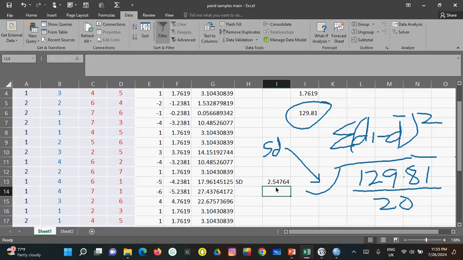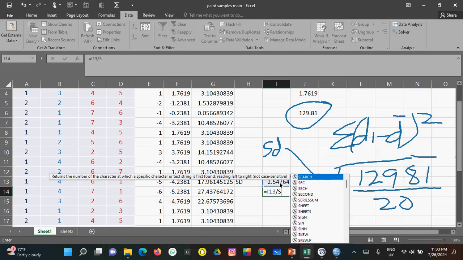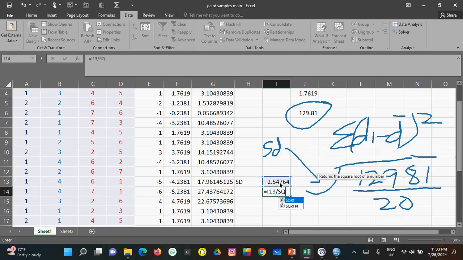And then root of n. If we divide this by the square root of n, this divided by SQRT of n, that is what we are going to get as our standard error.